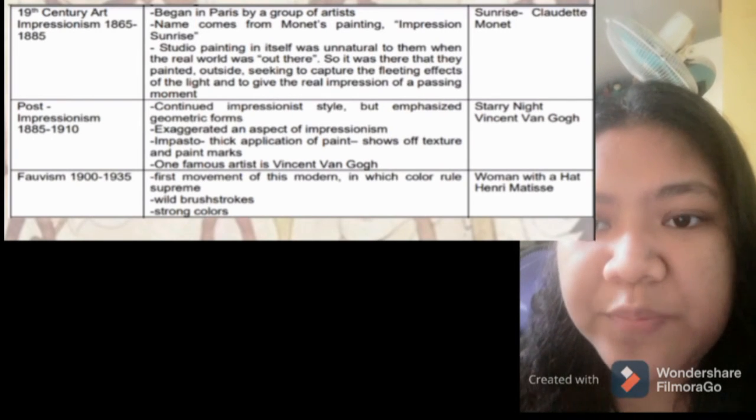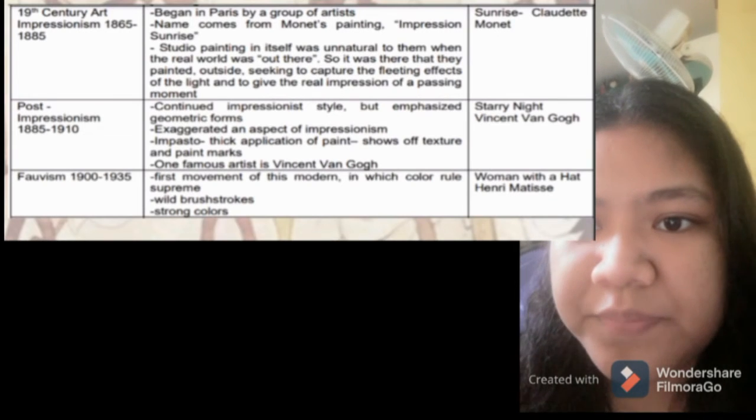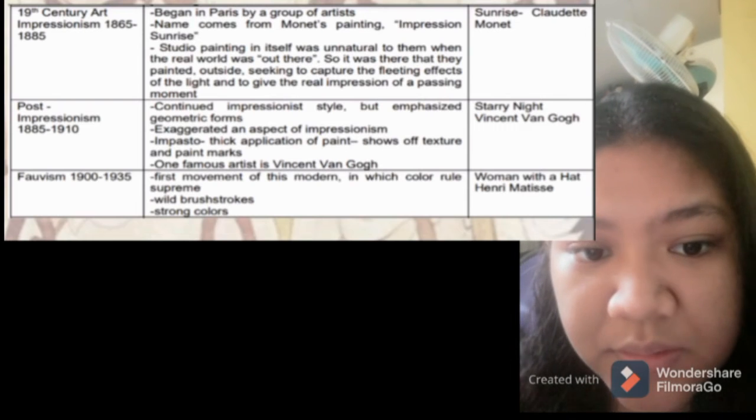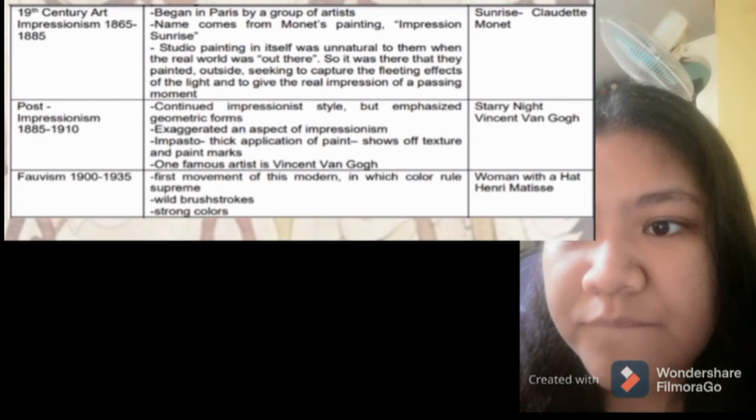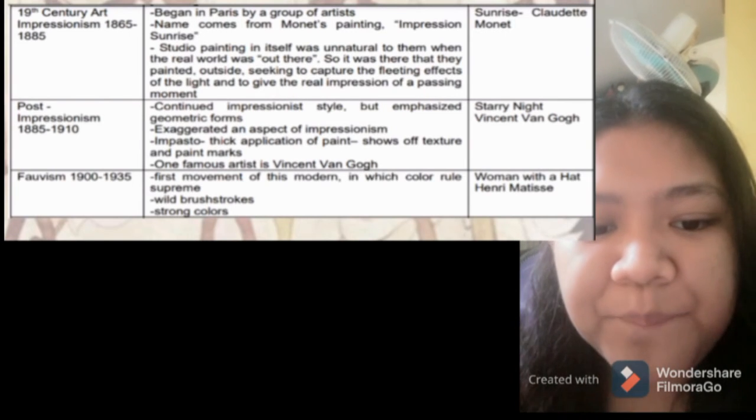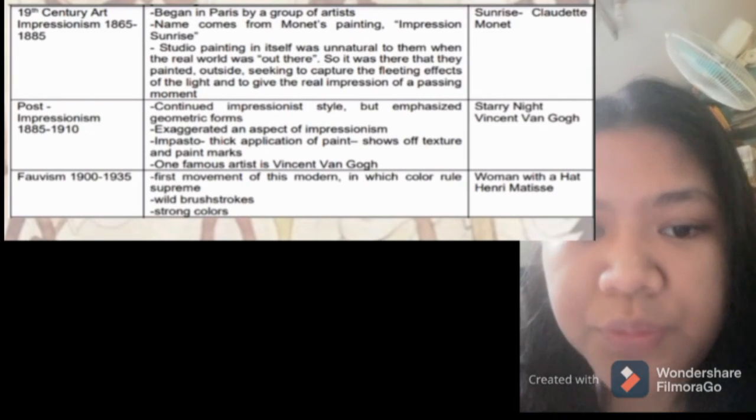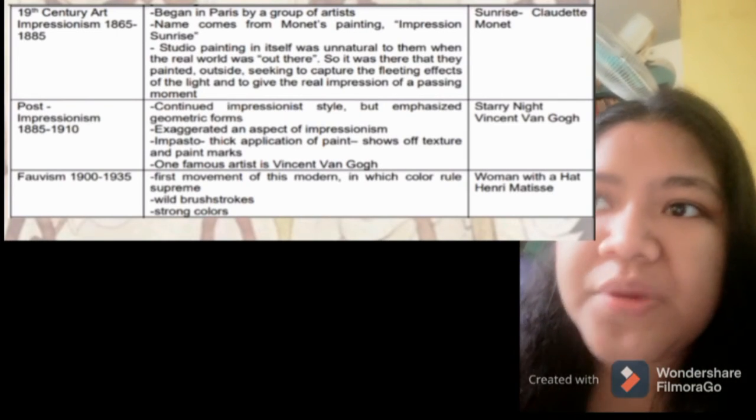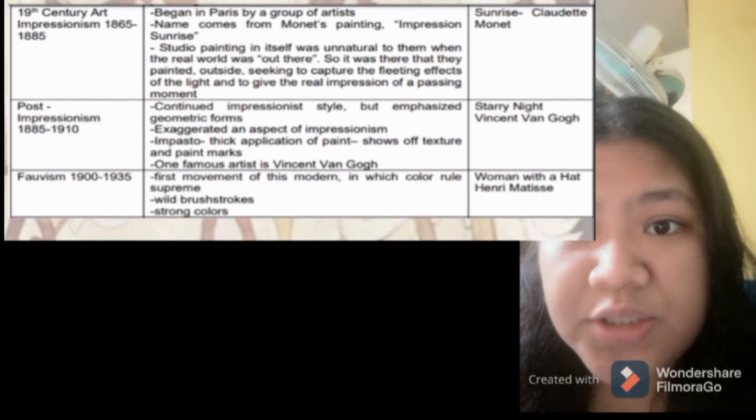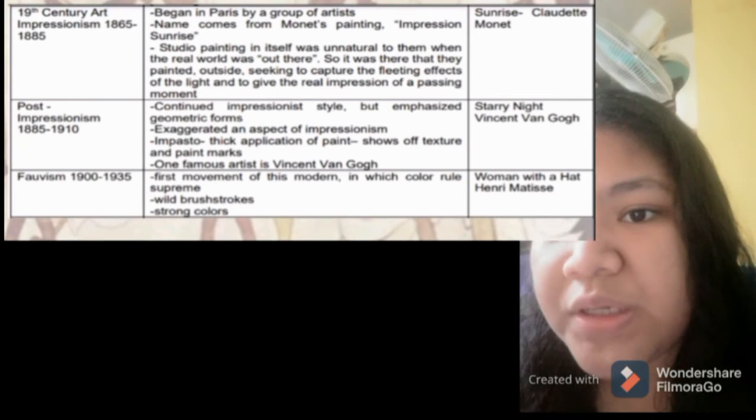So, ito pong Post-Impressionism ay binubuo ng geometric forms. There's a thick application of paint. So, masasabi na natin na talagang mas madami na yung materials nito mga araw na ito. Mas pinabongga nila yung 19th century art Impressionism. Mas dinagdagan nila ng detalye.